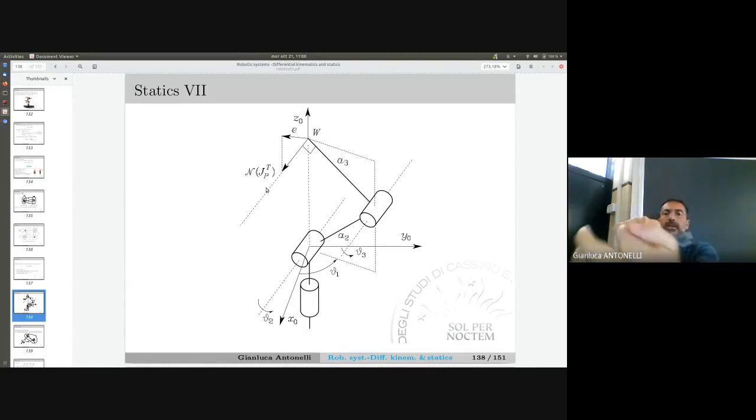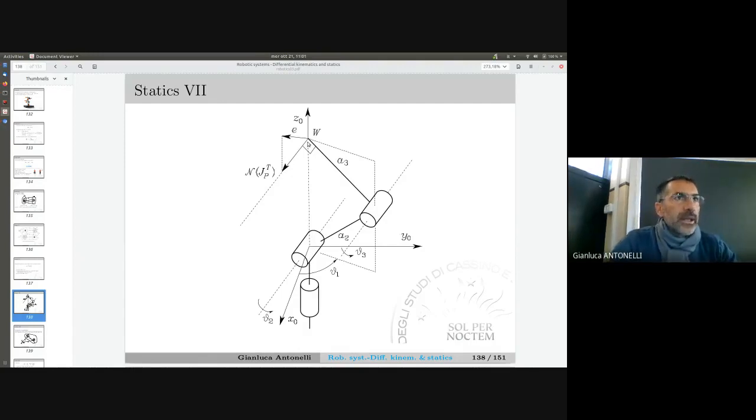If this is my arm and I need to go there, the virtual force is K multiplied by E, but I don't have any possibility to provide this end effector linear force by using my joint torques. Now, if I apply a linear force here, none of the three torques here is excited by this linear force. The other way around, if I want to use one of those three joint torques in order to provide the linear force in that direction, I don't have any possibility.